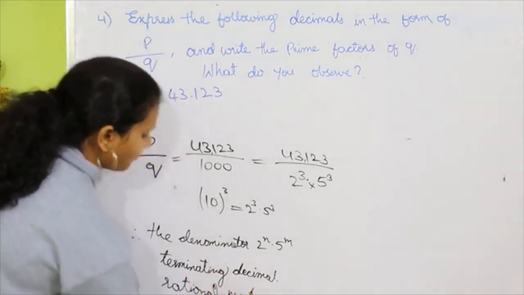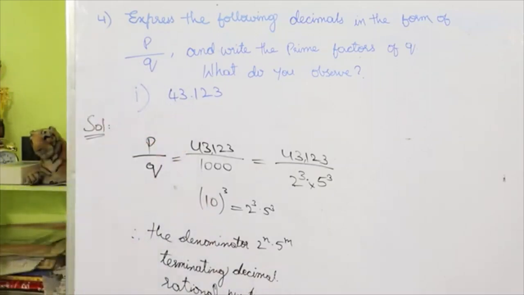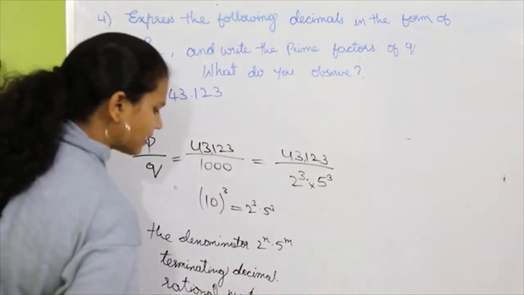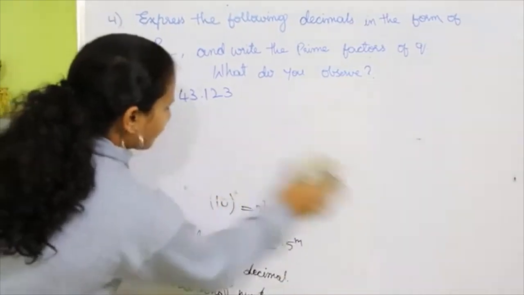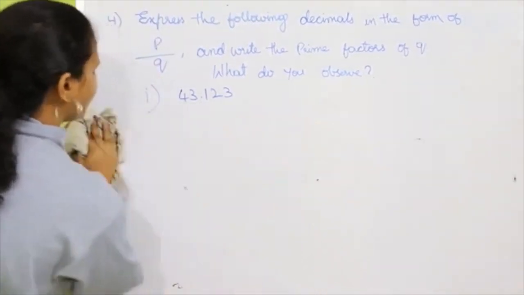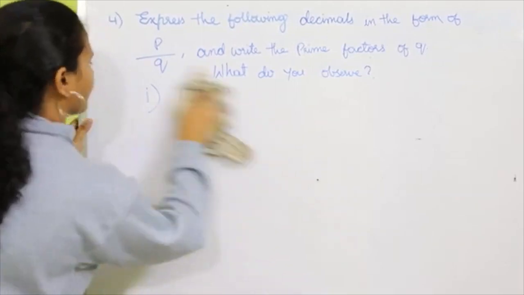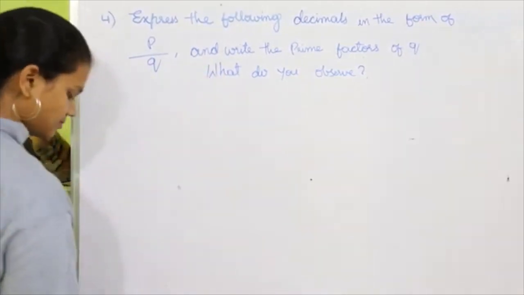So this is in the p by q form. We have converted this into the p by q form. Clear? Are you getting it? Hope you got it. Now let me go for the second one. The second one is some kind of 0. Let me write down the question first. Second one, guys.